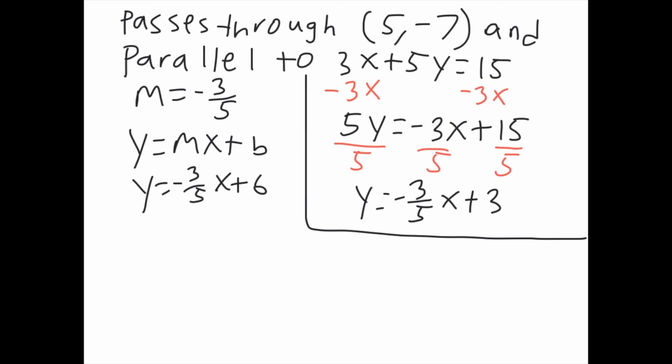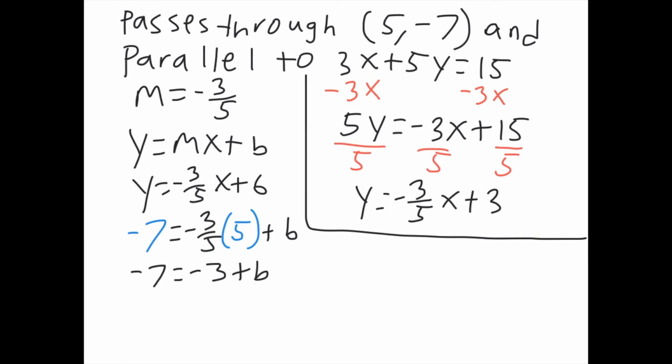Now, this is where we've done this stuff before. We take this point and we plug it into this equation. So that's going to give us negative 7 equals negative 3/5 times 5 plus b. Now we multiply that out, gives us negative 7 equals negative 3, because these two 5s just cancel each other out, plus b.